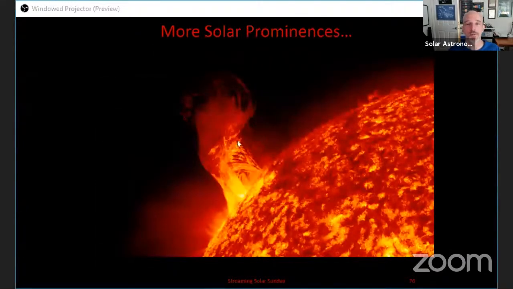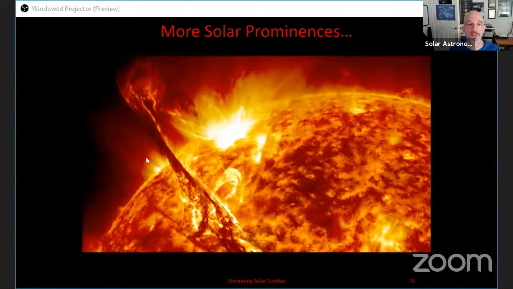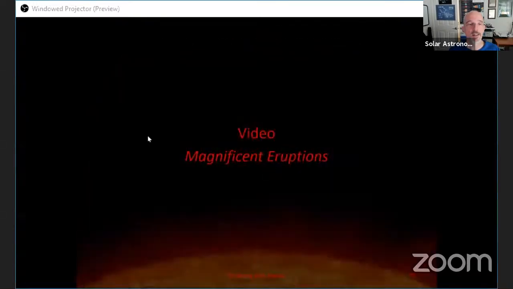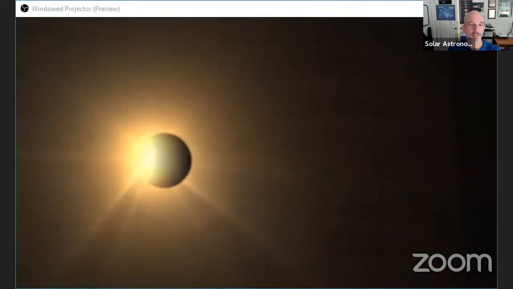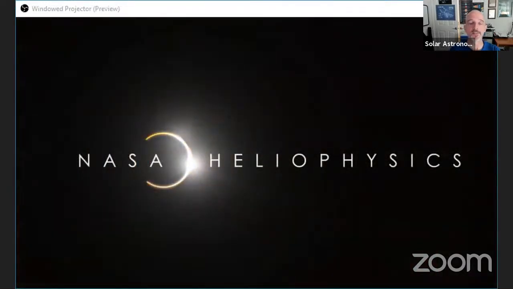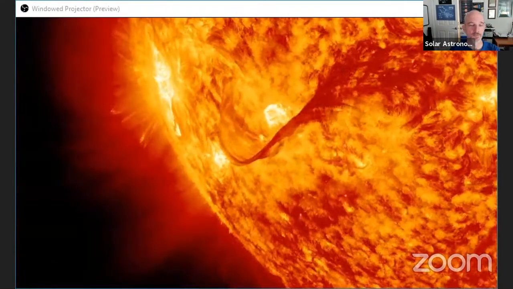Here are just some more solar prominence pictures just for fun. Look at this. This is just so cool, right? There's a big eruption here. Here's one of those giant handles again, right? Looks like you could just pick up the sun with it. Here's another one. Wow, right? And let's see. We can take another quick detour here to a video just to give us a sense for how these things develop and how they look when the sun is really active.